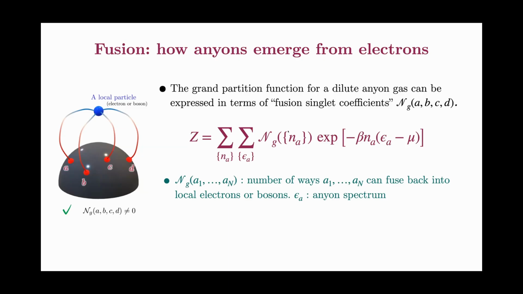And these math cal n's are what we call fusion singlet coefficients. These are essentially combinatoric factors that count the number of ways that a particular configuration of anyons can fuse back into electrons. They also involve the braiding phases. So, in particular, you can morally think about the existence of these n's, and the fact that they vanish for unphysical states, as an anyonic generalization of the exclusion principle.